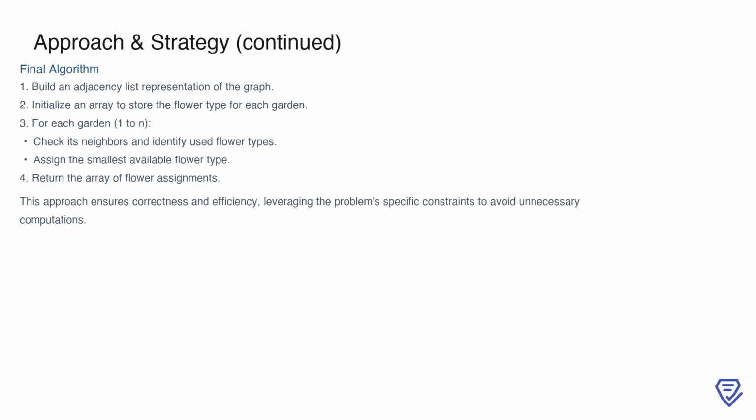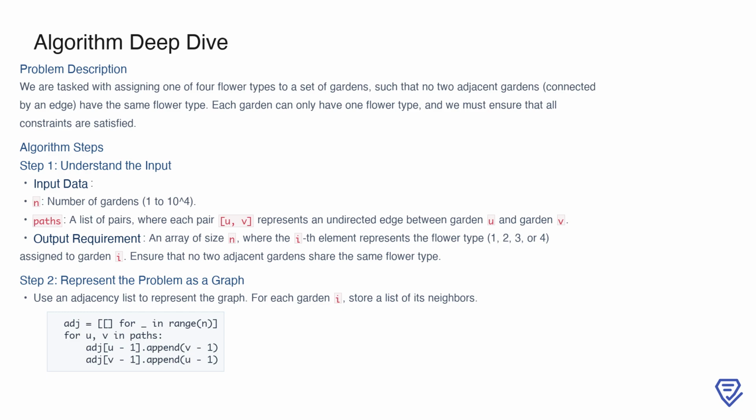To solve this problem, we need to assign one of 4 flower types to each garden in a way that no 2 adjacent gardens share the same type. The input consists of the number of gardens, represented by n, and a list of connections between them, given as pairs of gardens. Our goal is to return an array where each element represents the flower type assigned to a specific garden, ensuring that all adjacency constraints are satisfied.